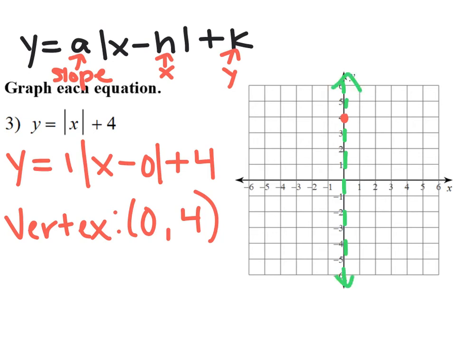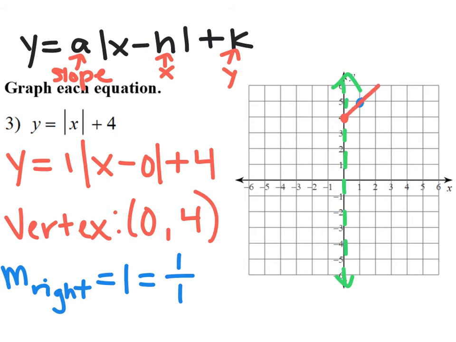Next, I'm going to take the slope from the absolute value equation. So the slope of the right side will be whatever is in front of the absolute value. So it's 1, which is really 1 over 1. So if I graph the right side of my equation, I'm going to go up 1 and over 1, and then I will draw in my line.